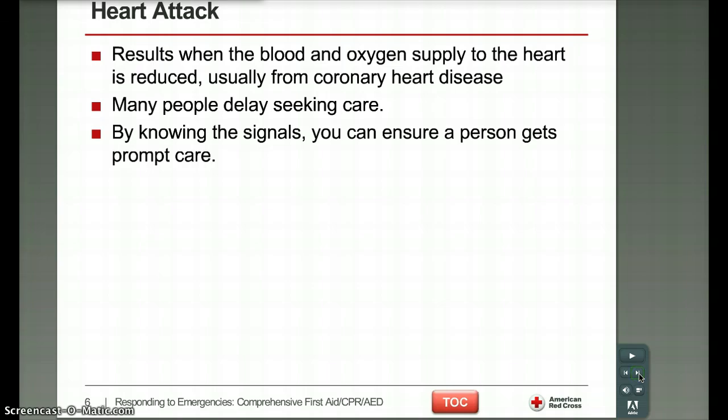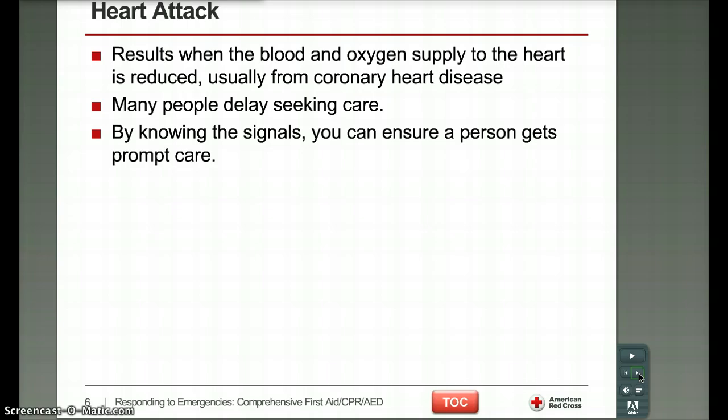When we look at a heart attack, it results when the blood and the oxygen supply to the heart is reduced, usually from coronary heart disease. The number one killer in the country right now is coronary heart disease. We have people who are living longer and longer, but because of that, we have many people who are living with some form of heart disease. But when the heart is unable to pump blood and oxygen to various parts of the body, someone can suffer from a heart attack, where you have a partial or possibly even a complete blockage of a blood vessel in and around the heart.